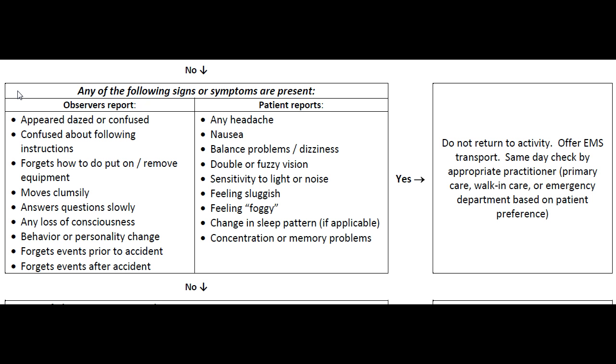Now, the patient reports any headache, nausea, balance problems or feeling dizzy, off balance, vision changes including double or fuzzy vision, light sensitivity or noise sensitivity, a feeling of being very slow or sluggish, or feeling very foggy, like they're in a daze or in a fog and they can't really get a good grasp of what's going on, changes in their sleep patterns.